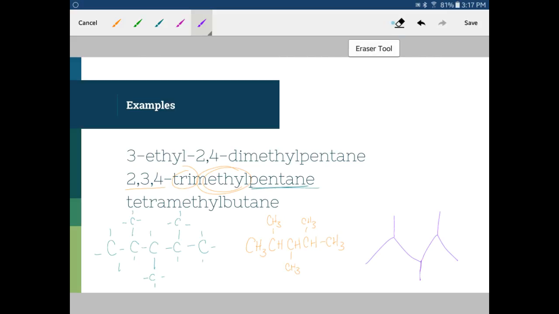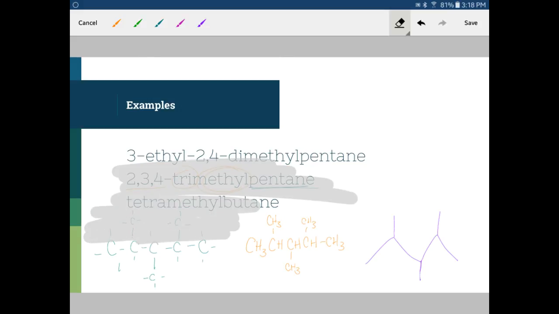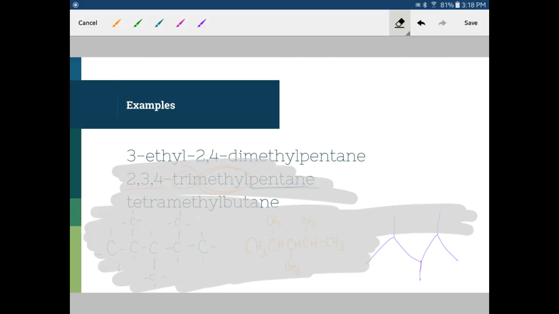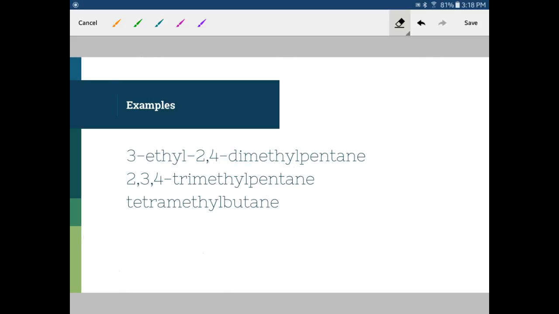So let's try the next example. Again, it didn't matter which direction I numbered this carbon chain because I had 2, 3, 4. It wouldn't matter if I numbered it from left to right or right to left. It would give me the same exact answer. Okay, let's look at tetramethylbutane.